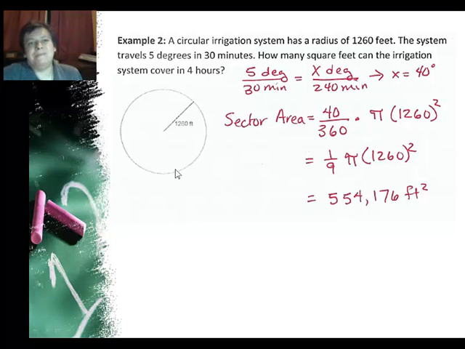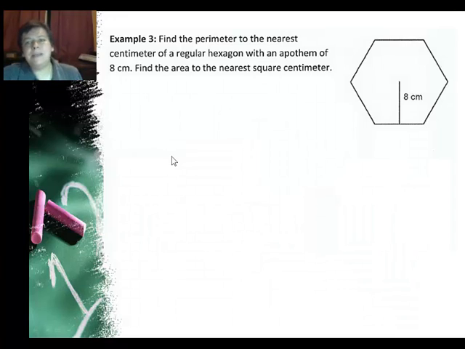Pretty amazing. In example 3, we want to find the perimeter to the nearest centimeter for this regular hexagon, and the apothem is 8. We also want to find the area to the nearest square centimeter. So to find the perimeter, it would be helpful if I knew how long each of these sides are.